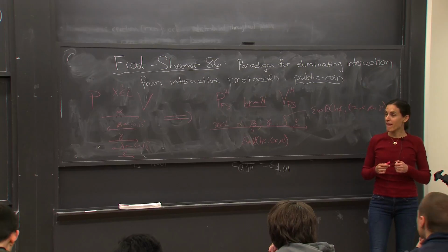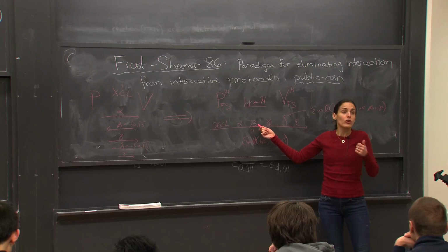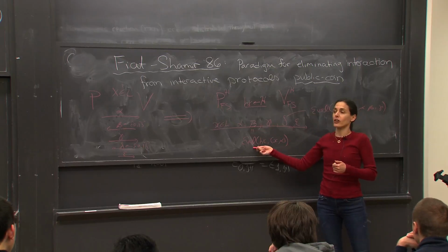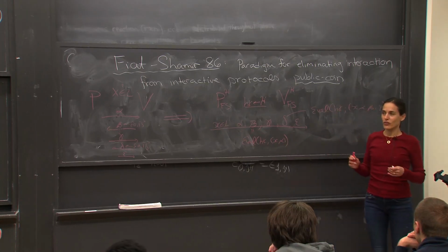Is it important to include beta in the transcript when you're hashing? Great question. Actually, you don't need to include beta at all because the verifier can compute beta. You only need to know beta so you can compute gamma. You actually don't need to include it. Great question.